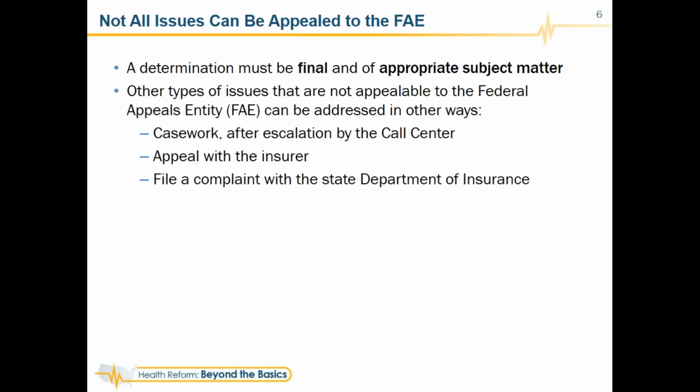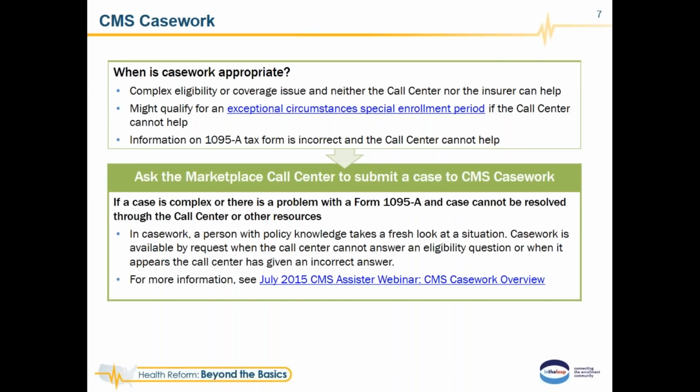There are a couple other types of issues that are not appealable to the federal appeals entity but can be addressed in other ways. This includes casework, which often happens after an escalation if the call center at healthcare.gov is unable to assist a consumer. There also are avenues to appeal directly with an insurer, and some issues should be addressed through the State Department of Insurance rather than through the marketplace appeals entity. So let's walk through the four big categories that we have of issues that consumers may face and what are the appropriate remedies for each of these and where consumers should first look.